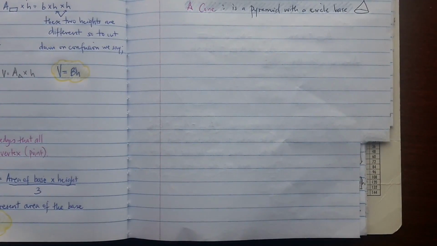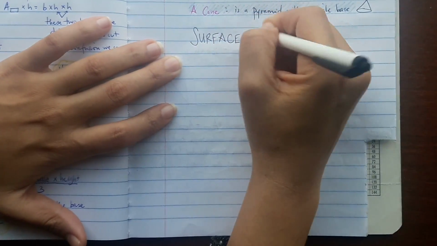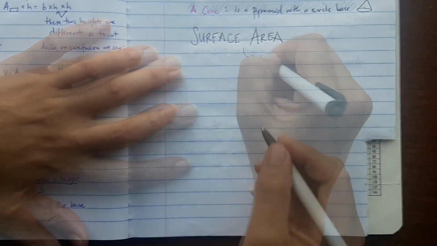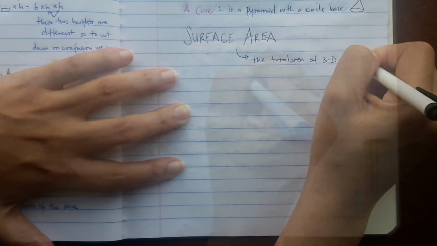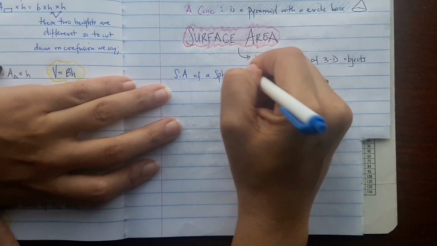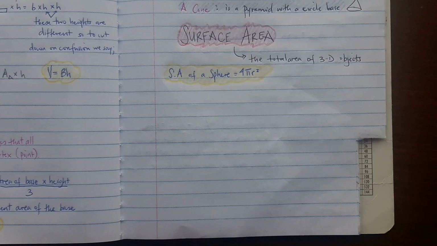The last thing we're going to take a look at is surface area. Surface area is the total area of three-dimensional objects. So it's easy to calculate the surface areas of everything. The only one you need the formula for is for a sphere, which is 4 pi r squared. Pretty much it. So let's practice.